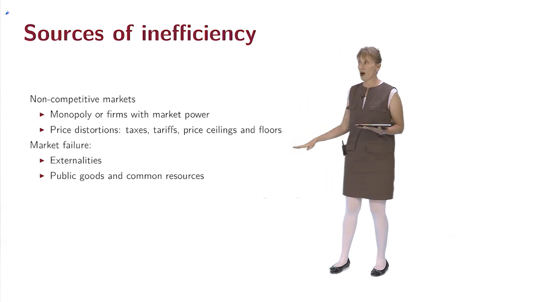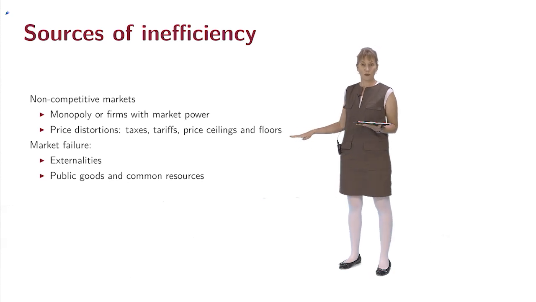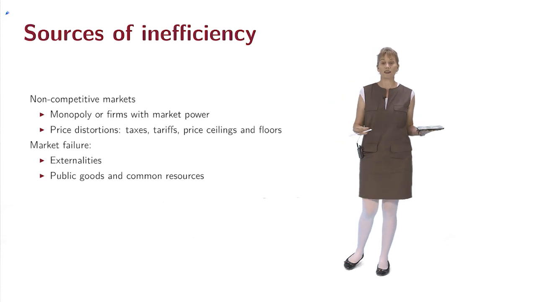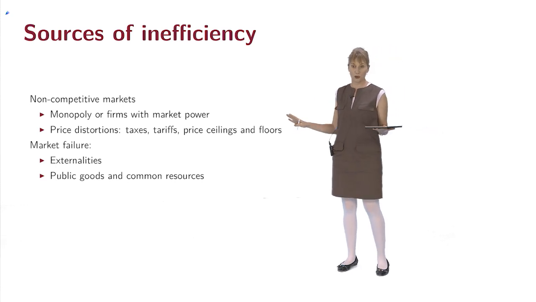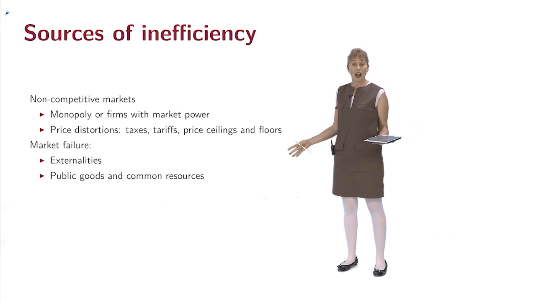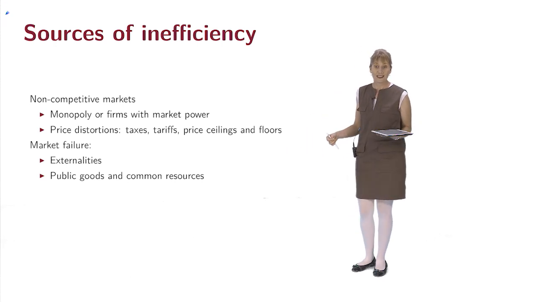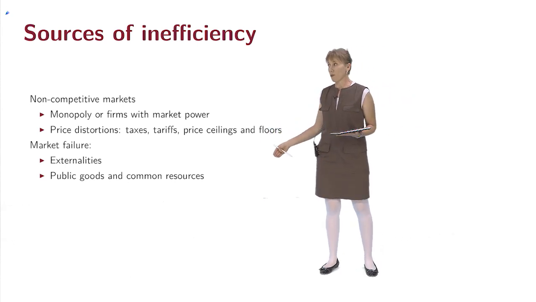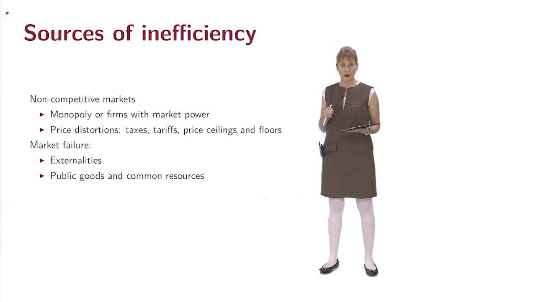Now, if we were to stop there and the class was over, you would think that perfectly competitive markets are perfect and always maximize total surplus. But unfortunately, markets sometimes fail. And so what we'll cover later on is the cases of market failure, when we have an externality or the markets for public goods and common resources.